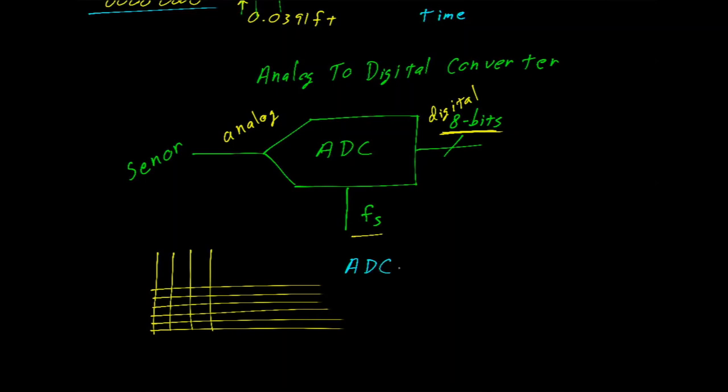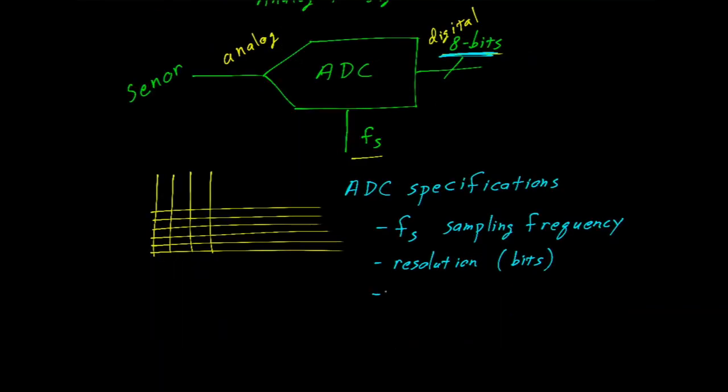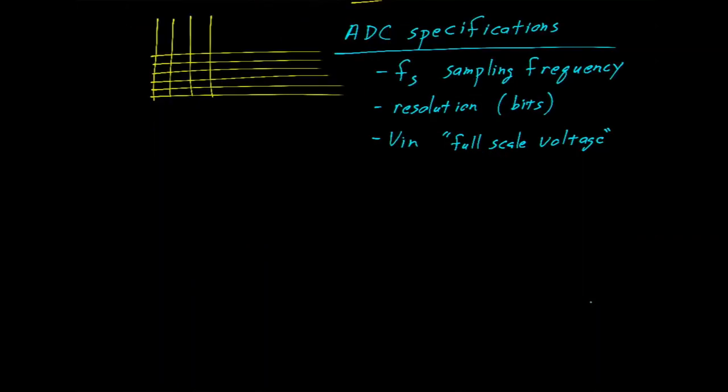Let's talk about the analog to digital converter specifications. We are very interested in a sampling frequency. We are interested in the resolution, which you could interpret as simply the bits. In this case, we had an 8-bit machine. We're also interested in the voltage input, or the full-scale voltage. As you can imagine, there's way more to the specification than these three things, but that'll get us going for now.